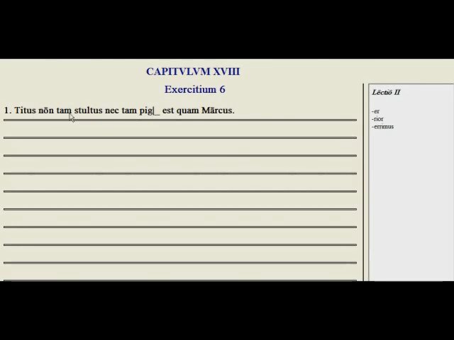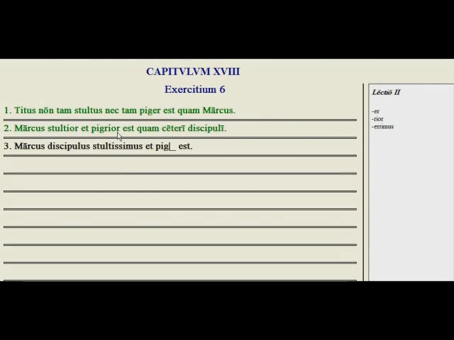So Titus is not as stupid nor as lazy as Marcus is. Here we have just the positive form. Piger is as lazy. Marcus is stupider and more lazy than the other students. More lazy, here we have the example for the comparative, pigrior. And then the superlative, Marcus is the stupidest and most lazy, pigerimus. Bene, give the rest of those a try.